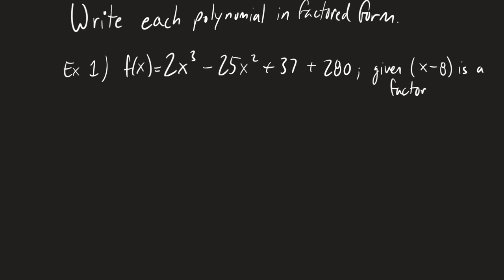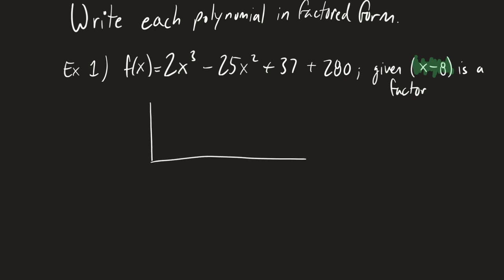And since I know that x minus 8 is a factor, I want to get rid of it first. And so we're going to divide it out. Right? Factors are things that multiply. So I want to divide it away. To do that, I'm going to use synthetic division. So I'm going to set up my box.